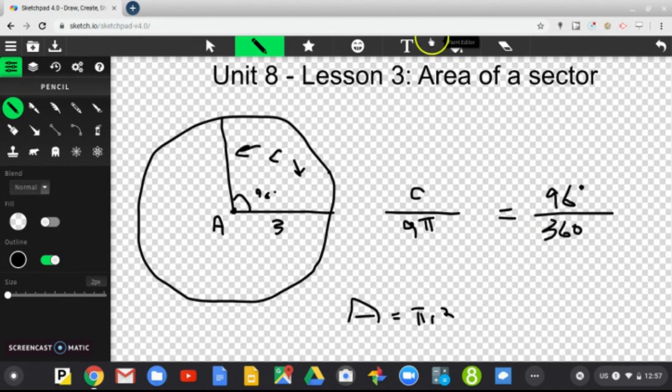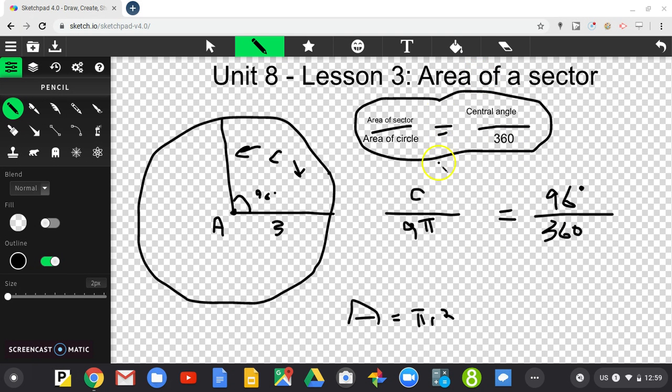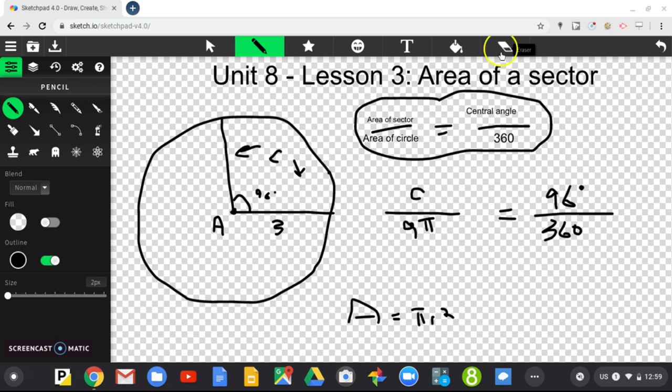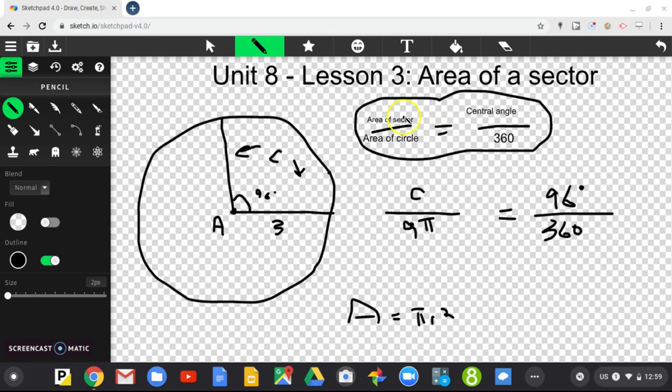So, I'm going to pause the video for a second. So this right here is the formula that we can use for area of a sector. It kind of looks a lot like the one that was for finding the length of an arc, except instead of circumference, it's area of a circle. Area of sector divided by area of a circle equals central angle over 360, because that's how many degrees are in a circle. So we have this right now.